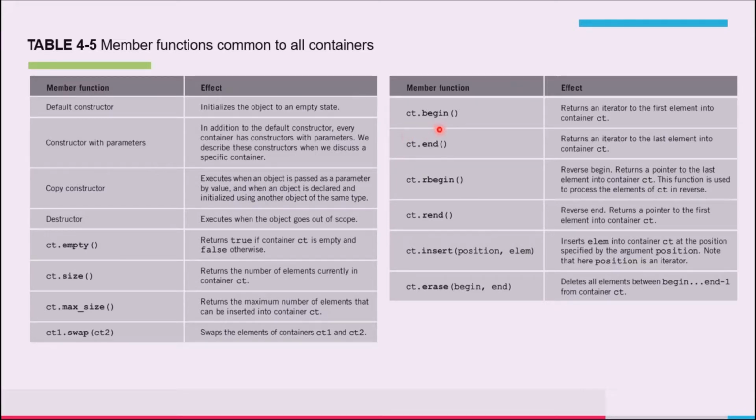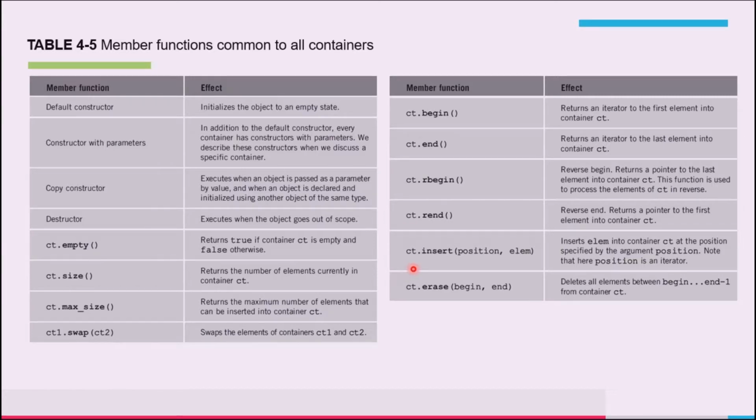city.begin returns an iterator to the first element in container city, while city.end returns an iterator past the last element in container city. You also have city.rbegin, or reverse begin. It returns a pointer to the last element in container city. This function is used to process the elements of city in reverse. You also have city.rend, or reverse end. It returns a pointer to the first element in the container city.